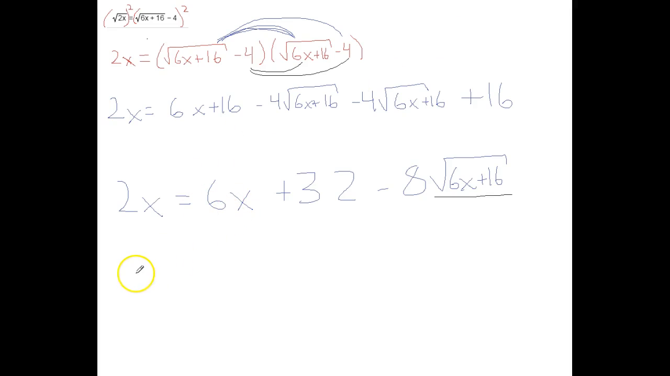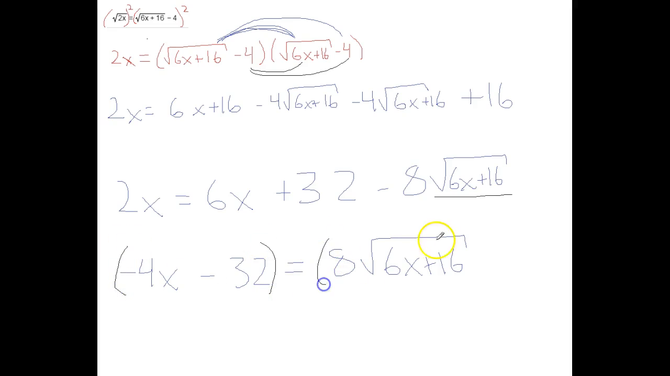So let's subtract 6x from both sides, so -4x over there. And subtract 32 from both sides, -32. And we'll leave it over here as 8 square root of 6x plus 16. So now we can square both of these sides, and we're going to have the square roots cancel out.